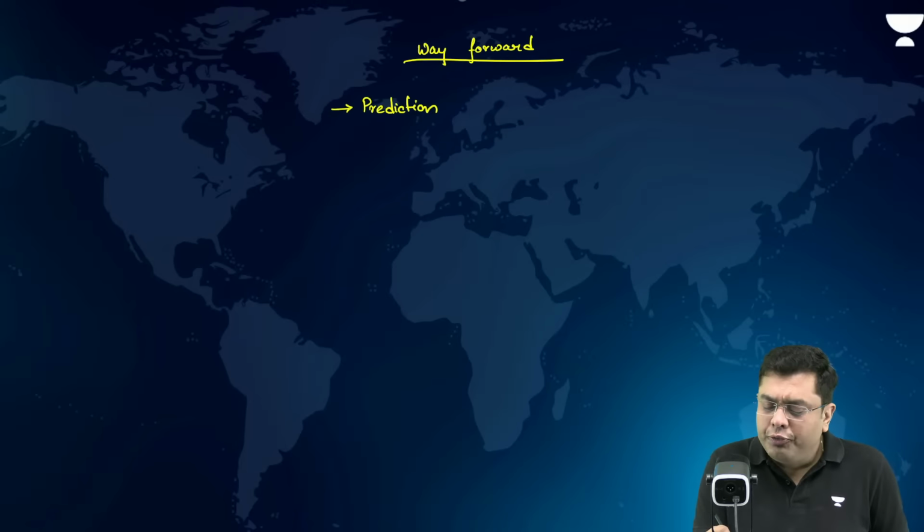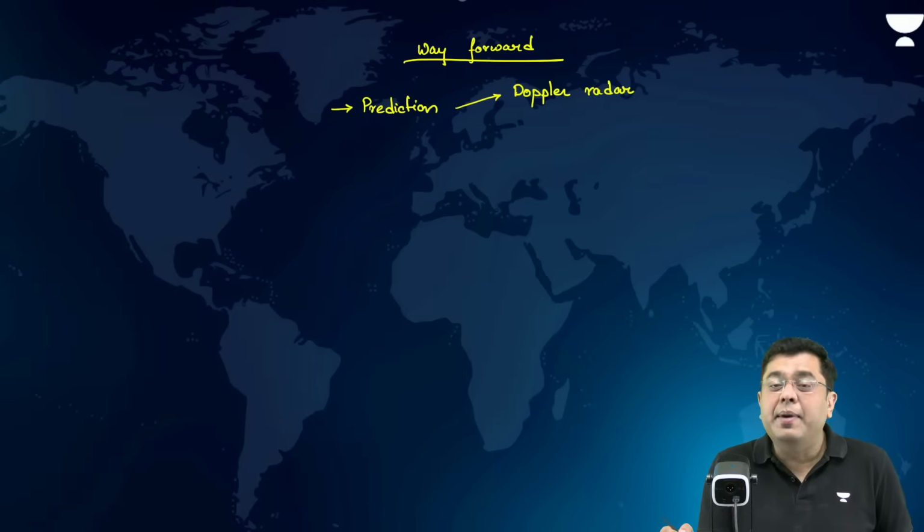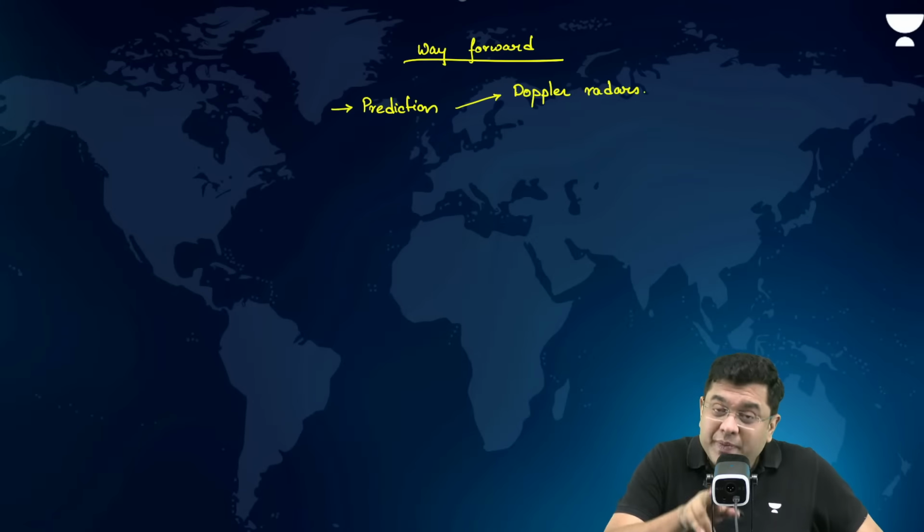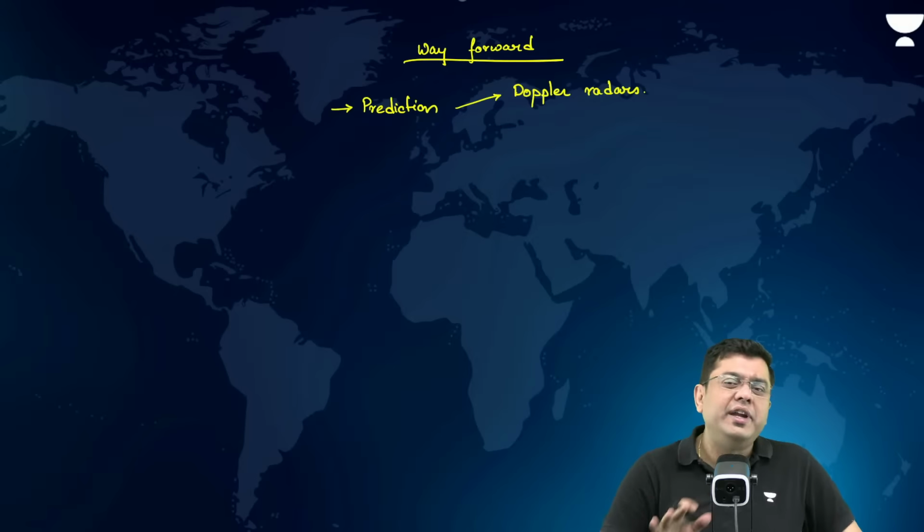So when you do a prediction, the modern Doppler radars which are installed don't only give you information about the amount of rainfall or where the region will receive rainfall, how much rainfall will be received, that also detail is given.